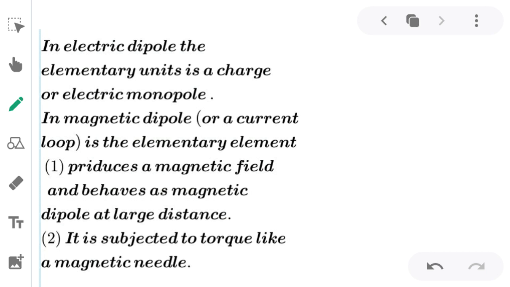The elementary element which produces magnetic field behaves as a magnetic dipole at a large distance. It is subjected to torque like a magnetic needle. As the charges move continuously in the current loop, it experiences a torque, the same as electric charges placed in a uniform external field experience a torque. Here also the element experiences a torque. Thank you.